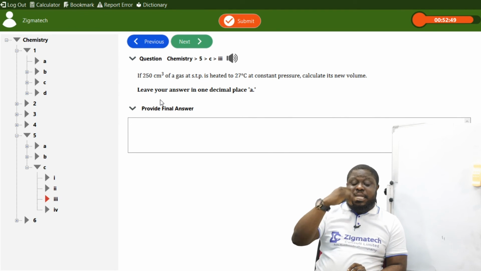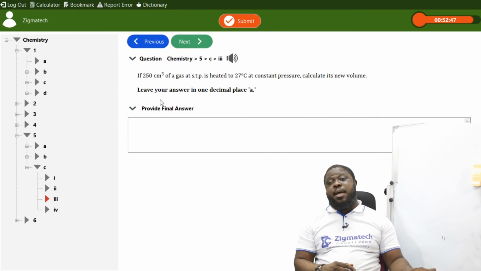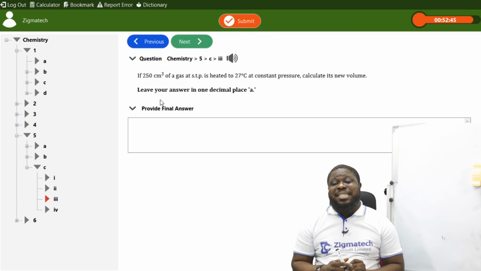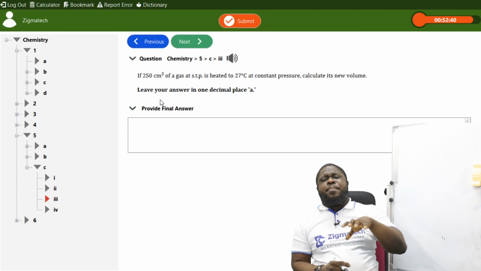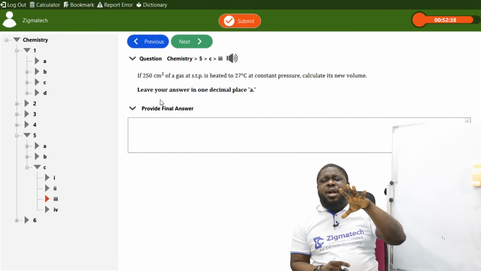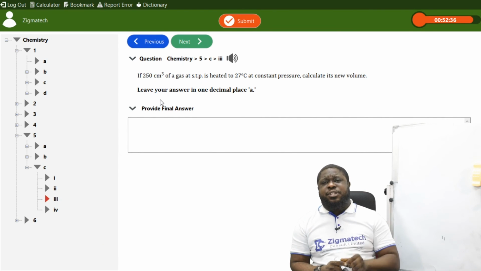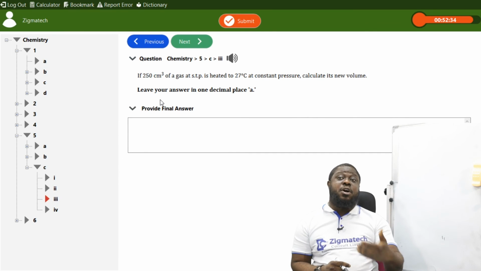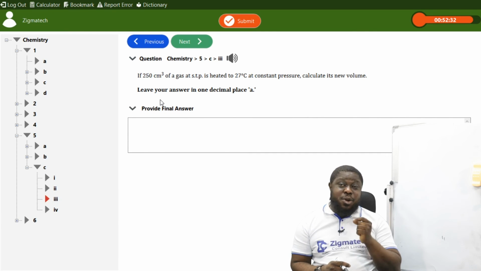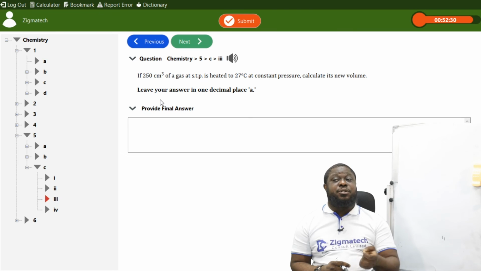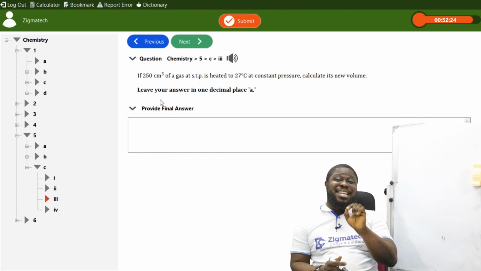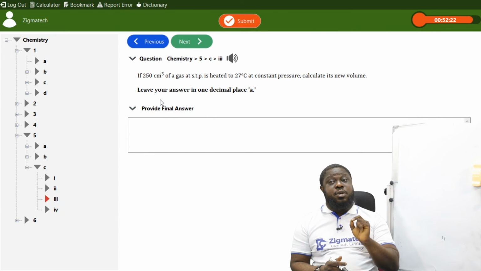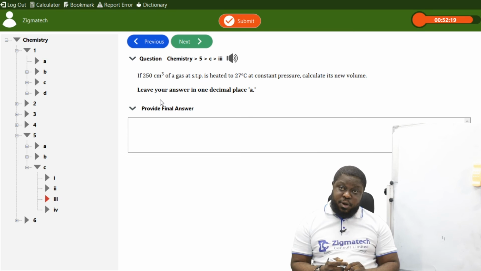In essence, standard temperature and pressure, like I told you, is the room temperature. Now, if you check, they said at constant pressure. I told you that when the pressure is constant, it's Charles' law. When the temperature is constant, it's Boyle's law. So take note on the questions. When you see a constant pressure, it's Charles' law. When you see a constant temperature, it's Boyle's law. I took this particular one because it's going to be confusing to you if you do not understand how to solve it.